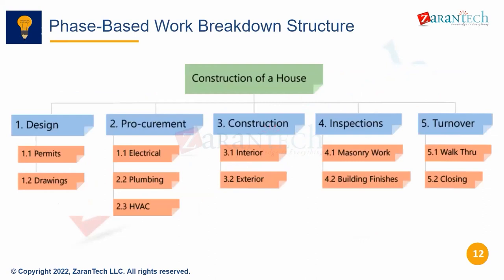This is again construction of a house. This is another phase-based WBS. Here they are doing construction of a house based on phases. Design is one phase, procurement another phase, construction or execution another phase, quality inspection another phase, and turnover another phase. These are the level one WBS elements, all these are level two WBS elements, and these are level three WBS elements. Below design, these are level three. Again, electrical, plumbing, HVAC are level three WBS. Below construction, interior and exterior are two level three WBS elements, and so on.